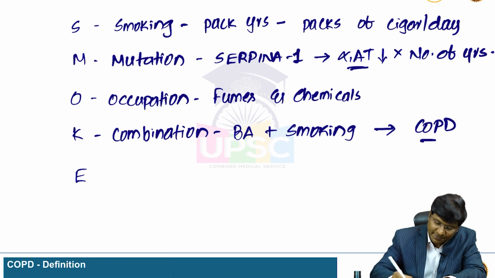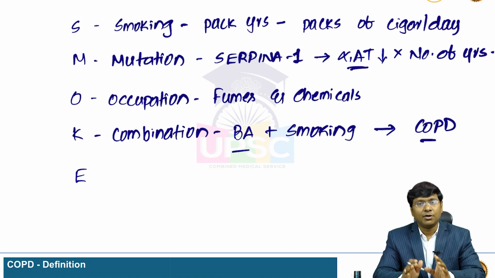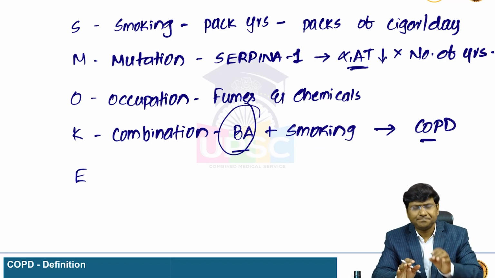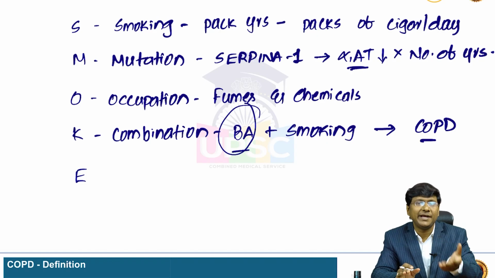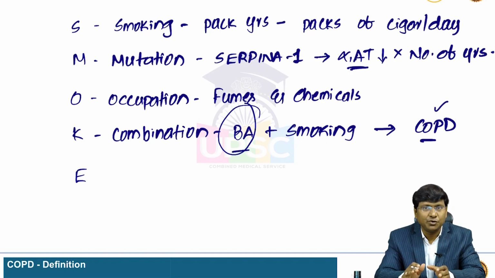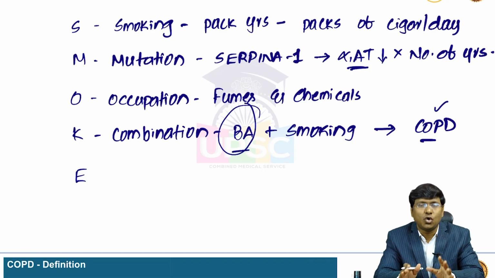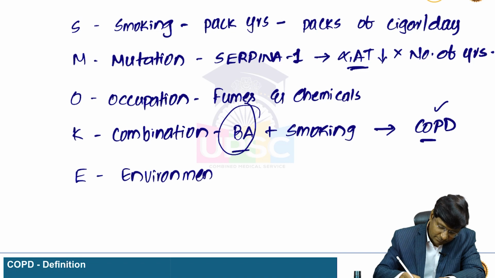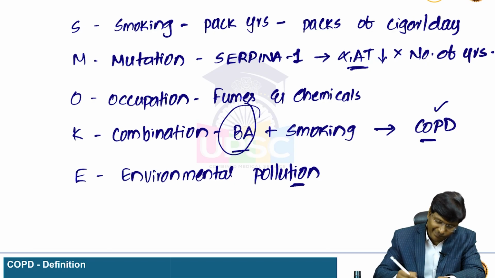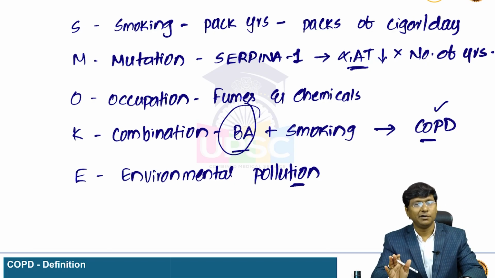See, what actually is the difference between COPD and bronchial asthma is, both of them are obstructive lung diseases. But if you take the bronchial asthma, it is a reversible obstructive airway disease. Whereas if you take COPD, it is an irreversible obstructive airway disease. That is the important difference between bronchial asthma and COPD. And E stands for the environmental pollution. Okay, so these are the risk factors for the development of the COPD.